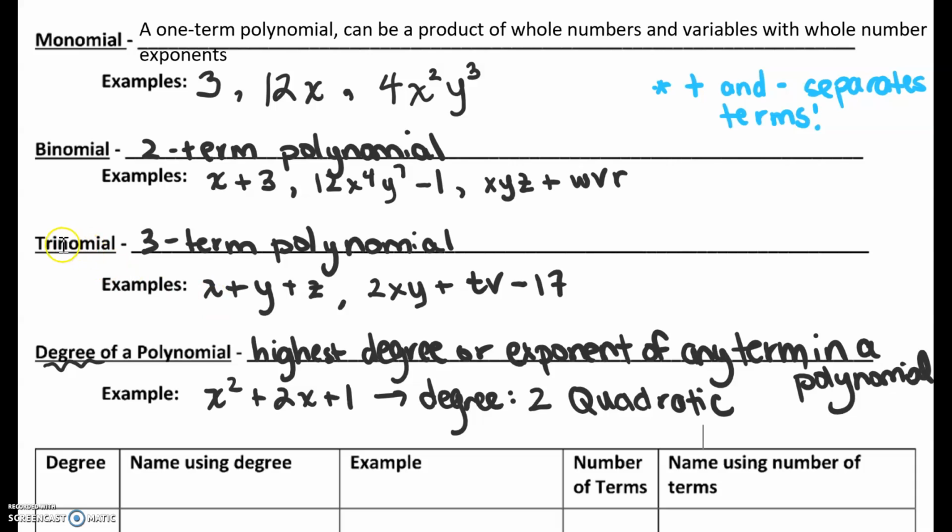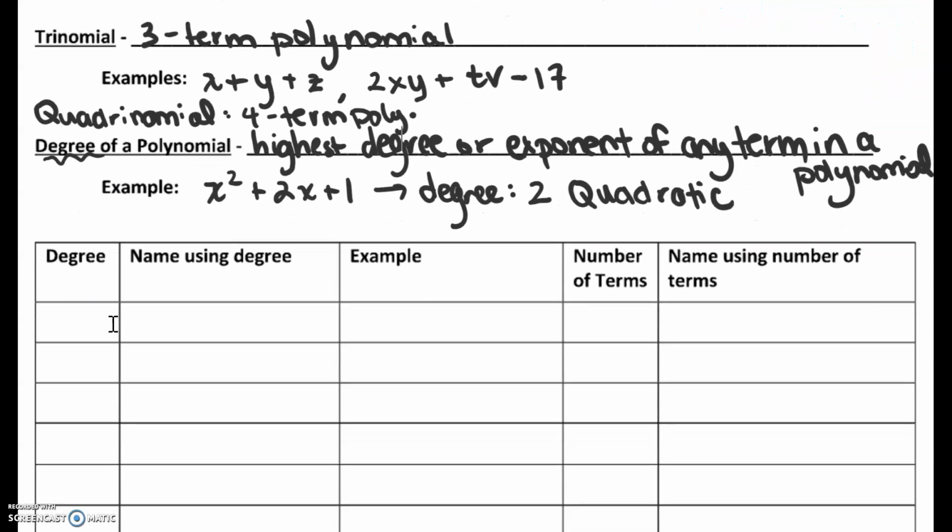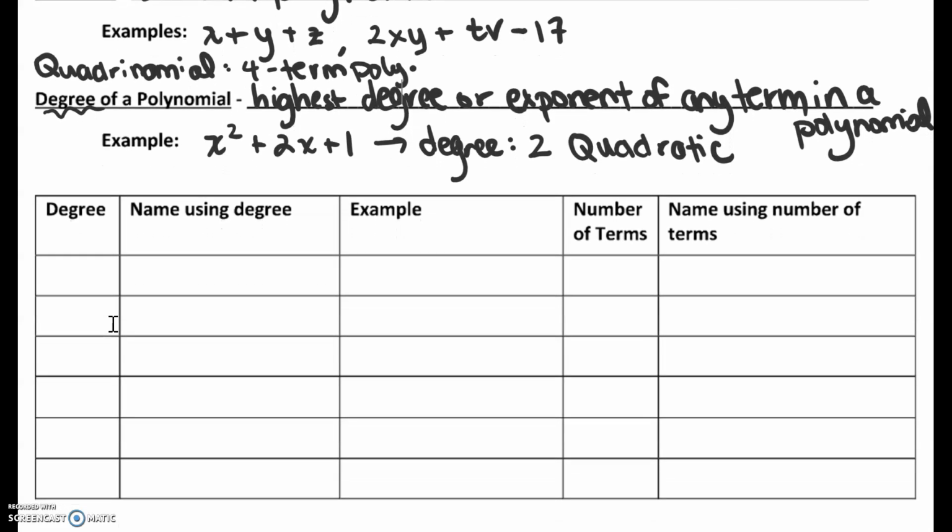So we have different names for these things. You can also have, we talked about monomial, binomial, and trinomial. You can also have a quadrinomial, which is a 4-term polynomial. So let's look at some examples so we can get some more practice. And I'm going to go through this little chart in order.